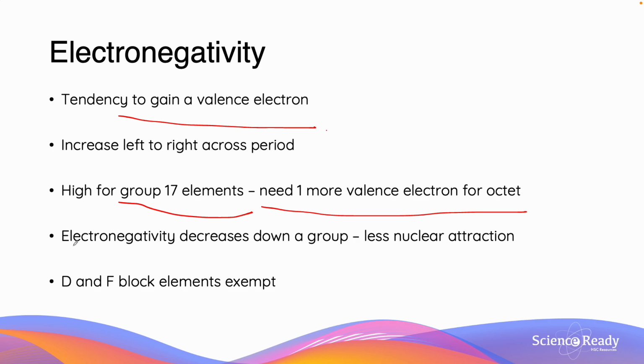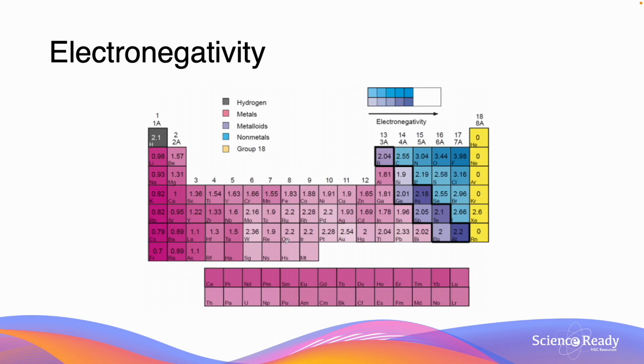If we go down the group, the electronegativity is going to decrease. And the reason for this is because there is less nuclear attraction between the outer electrons and the nucleus. The D and the F block elements are going to be exempt from this electronegativity rule. Here's a periodic table with the electronegativity values of various different substances. Notice that it's going to increase as we go from the left to the right, and it decreases as we go top down. Most group 18 elements have zero electronegativity because they have a fully filled valence shell.